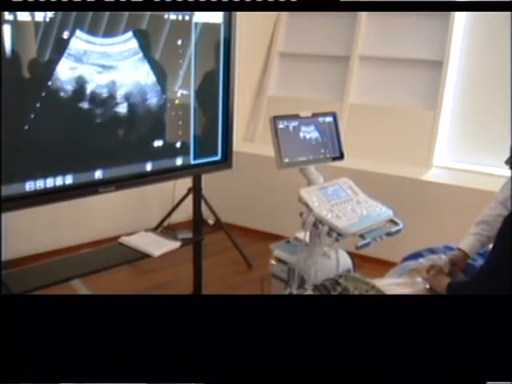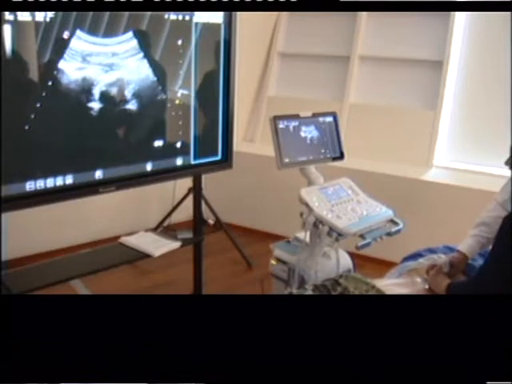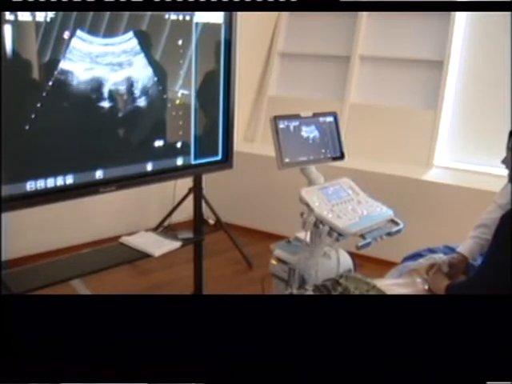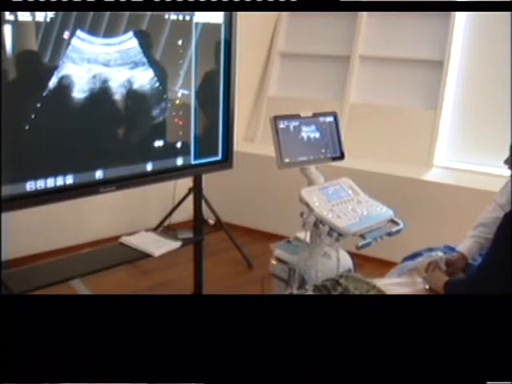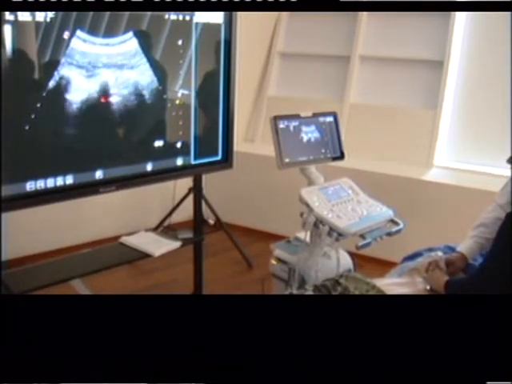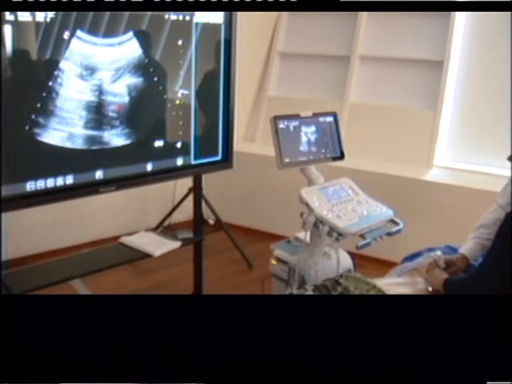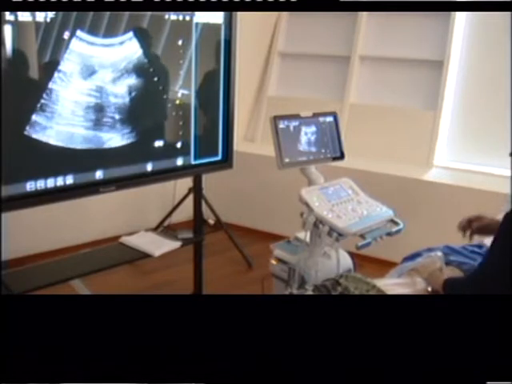I use the very angled angle. Lamina. See the angle? See. And now, facet. Nerve root, nerve root, transverse process.